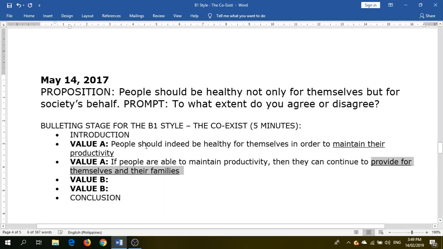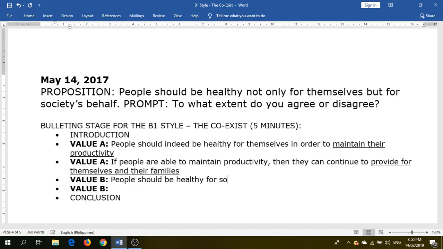So, having argued one side, you now proceed to value B, which talks about the opposing side of the issue, about being healthy for society's behalf. And so you can say here that people should be healthy for society as well. Remember, we are balancing both sides, we are agreeing to both sides.